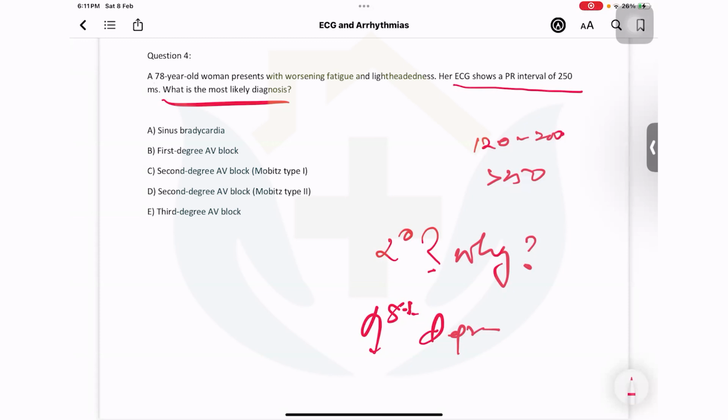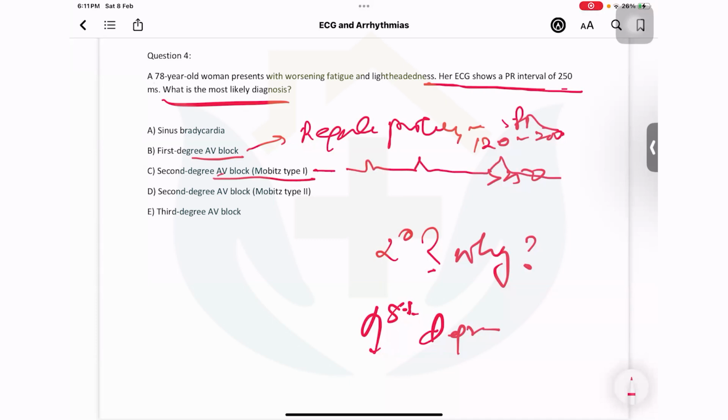PR interval is not prolonged in first degree. How do you define first degree heart block then? So first degree heart block is defined as a regular, fixed, prolonged PR interval. Second degree Mobitz type 1 is progressive prolongation. Second degree type 2 is when you cannot predict the prolongation. Third degree is obviously all different.